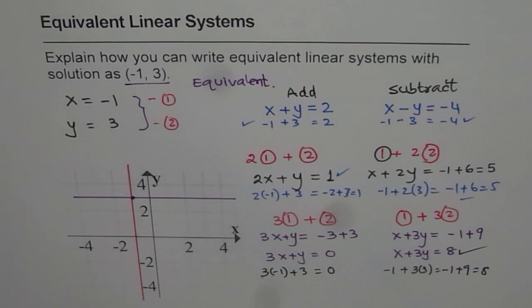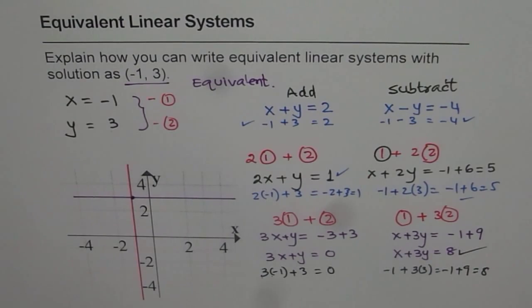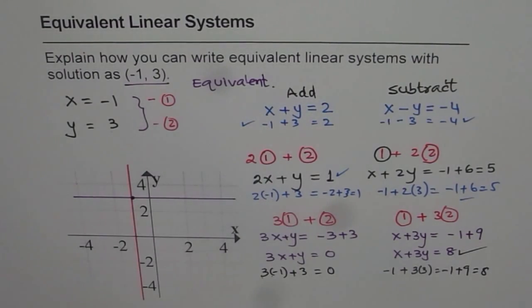So you see, from the original point we have created so many different sets of equations which form equivalent linear systems, and these are all equivalent linear systems since the solution of these systems is the same, which is the given point. I hope you appreciate how to form equivalent linear systems for a given solution.